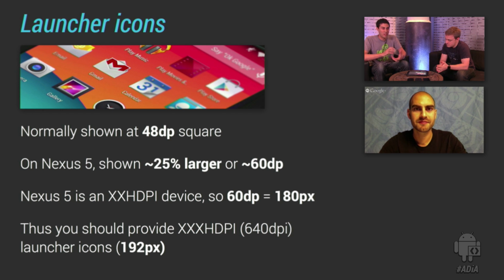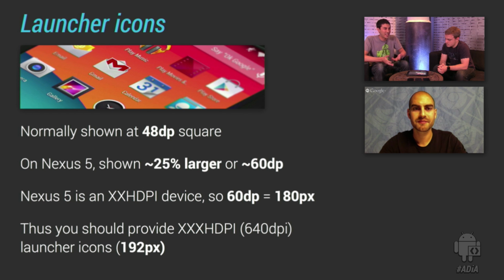They would actually show the icon slightly larger, and so it needed to sort of dip into the density bucket that's one larger than the density of the actual device. And so I guess our guidance here is, the icon is just so important. It's such an important part of your application.